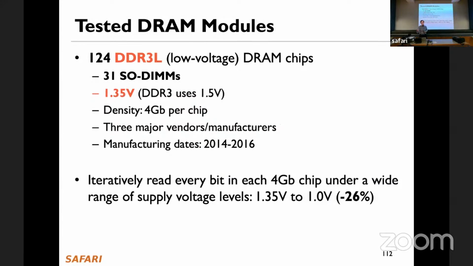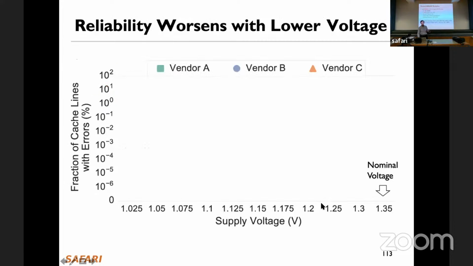And we tested a bunch of DRAM modules. These are actually low voltage DRAM modules to begin with. They're designed for low voltage. And you can read more in the paper. How do you test for voltage? You iteratively read every bit in each chip under a wide range of supply voltage levels, 1.35 volts to 1.0 volts. So that's a 26% reduction in voltage.